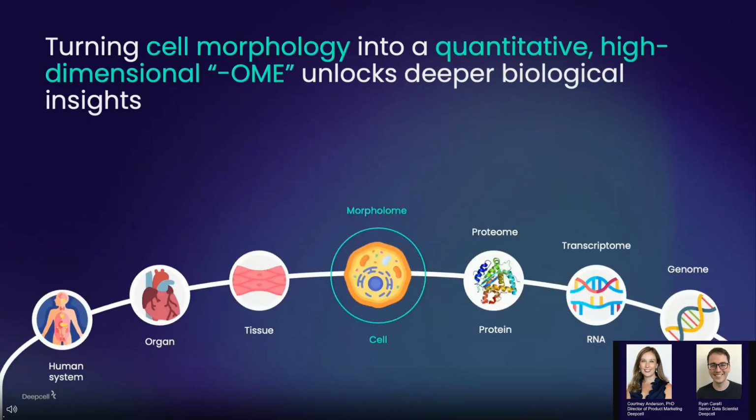A more quantitative, high-dimensional, unbounded approach would magnify the insights into a cell's phenotype and function and turn cell morphology into a quantitative, high-dimensional ohm, or the morpholome, similar to how methods have been developed to assess the genome, transcriptome, and proteome at high dimensions. The problem is that current methodologies to assess and characterize cell morphology have been limited to either imaging or sorting with labels. Until now.